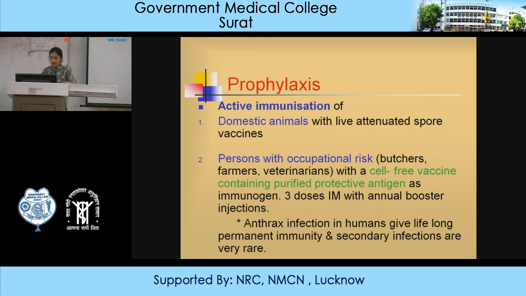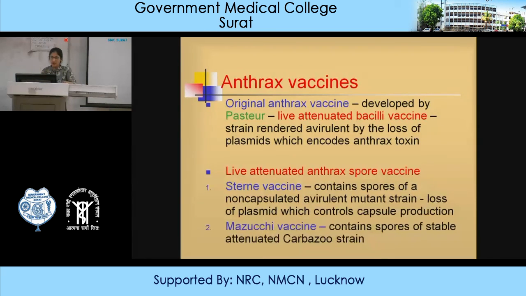Anthrax infection in humans gives lifelong permanent immunity. Once it has happened in a person, they will acquire immunity for life, and secondary infection in that person is very rare. The vaccines prepared are of two forms. The original anthrax vaccine, developed by Pasteur, was the first vaccine, and it is a live attenuated bacilli vaccine.